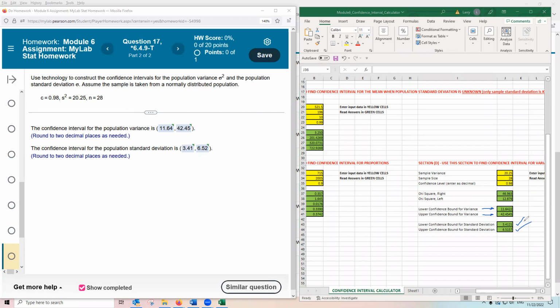All right, so hopefully this Excel workbook saves you some time. And usually, this is not something that you want to do manually. You want to have an automated way to do this. So you want some technology to calculate these confidence intervals for you. So I hope the Excel spreadsheet is useful to you.